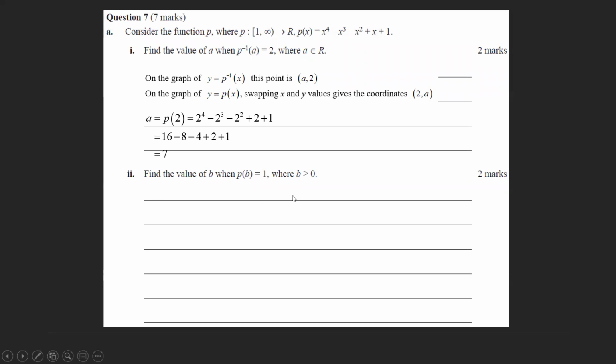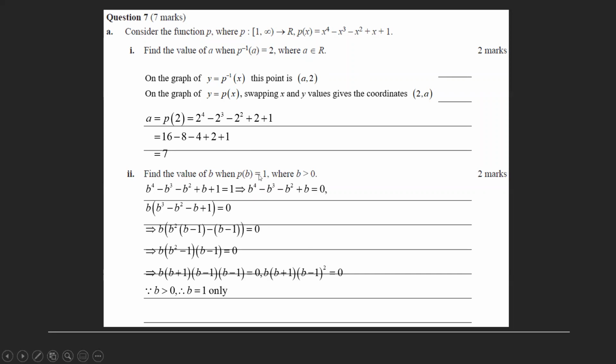Now, the next part, find the value of b when p of b equals 1, where b is a positive real number. So just write it as it is, subbing x equals b into the function to get this equation. Now, if you notice there are 2 1s on both sides, cancel them. The left-hand side becomes untidier, but you still need to take some common factors first. So b out, you will end up with b cubed minus b squared minus b plus 1 equals 0.